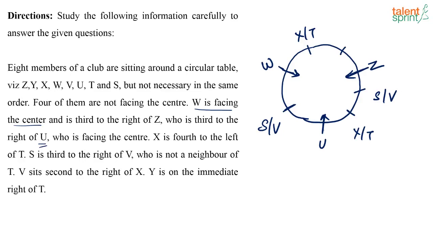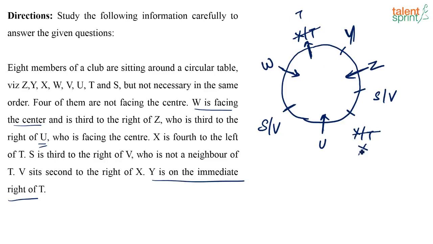Now next, obviously all this we have fixed, this has to be Y. So this you don't know which is X, which is T, let's wait for that. This you don't know which is S, which is V, but you can fix this is Y. Now look at this statement, what are they saying? Y is on the immediate right of T. So now for sure I know that this is going to be T, because Y is to the right of T, and right of T means T is facing outwards. So if this is Y, this is going to be X.